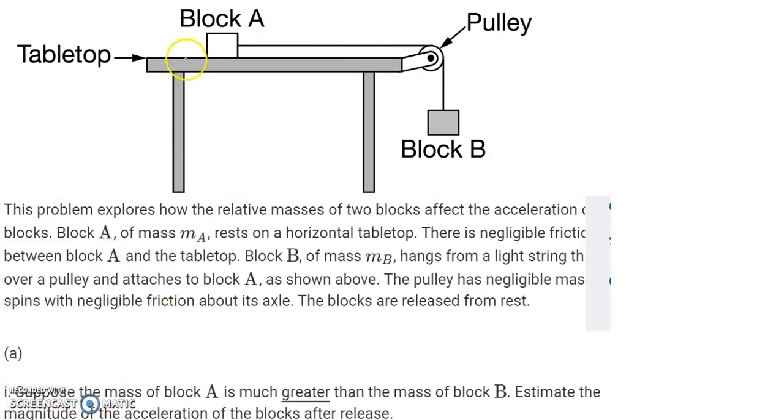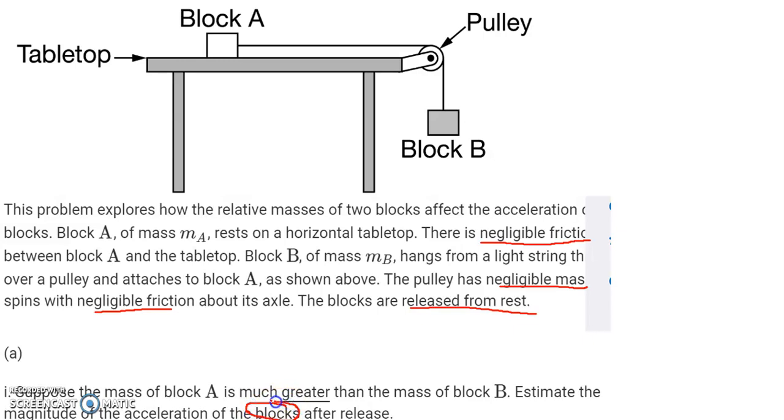Okay, so we've got a tabletop here. We've got block A, and it's on top of a negligible friction tabletop, so no friction here. And it's attached by a massless string to a massless pulley. The pulley has negligible mass and negligible friction, and they're released from rest. And then it's attached to block B. Suppose the mass of block A is much greater than the mass of block B. Estimate the magnitude of the acceleration of the blocks.